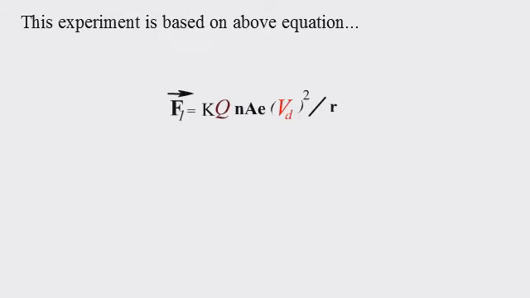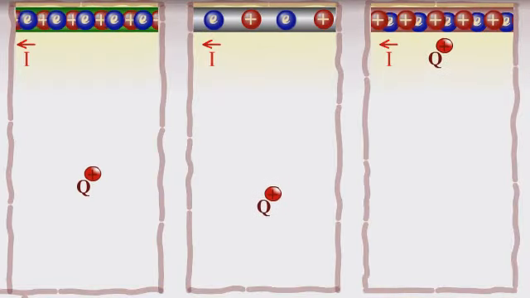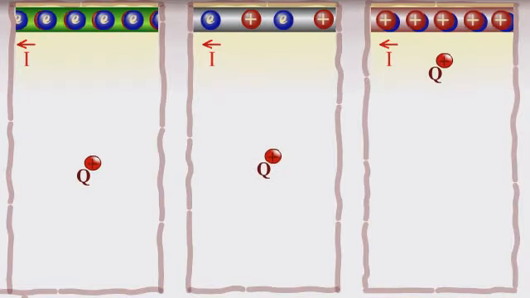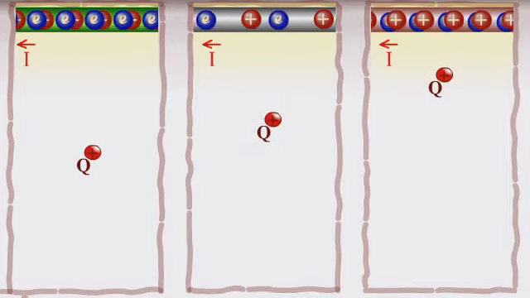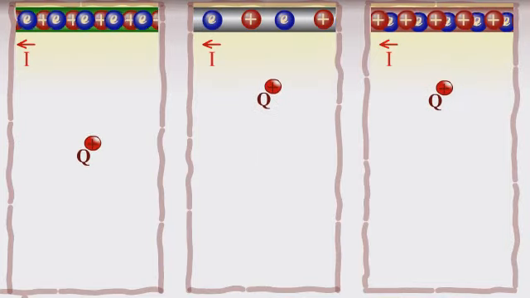What was said above can be easily proved with the help of the following experiment. This experiment is based on the above equation, that the force on the electron is proportional to the square of the relative velocity and the sign of the concerned charges. So materials with different drift velocity, or with different current carriers, should exert different force on charges placed near them.